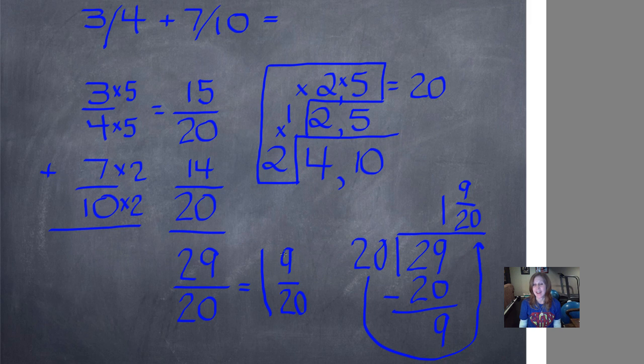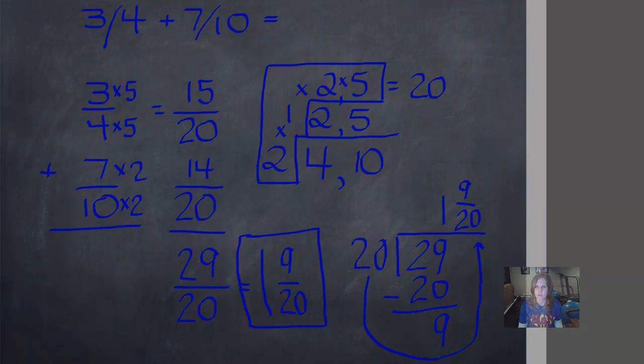Now, I can't simplify 9/20 because there isn't any number that will divide evenly into both 9 and 20. So I don't even need to try. This is my final answer: 1 and 9/20. It's a lot of work, but it's not hard work. It's just putting together all the skills we've learned so far.